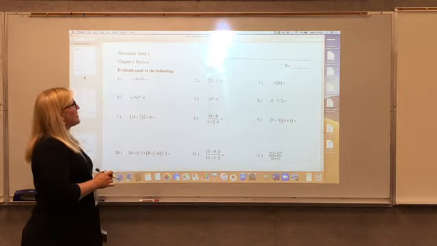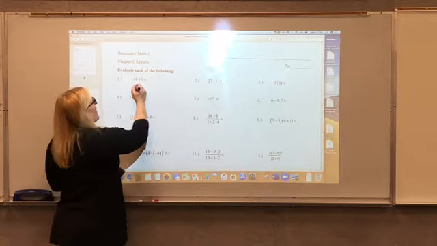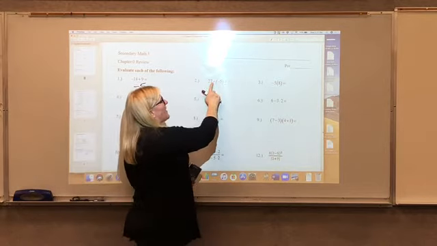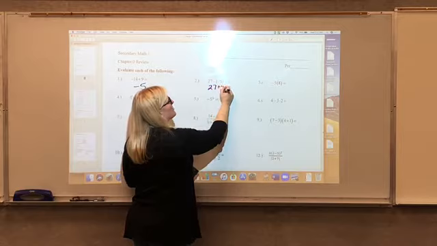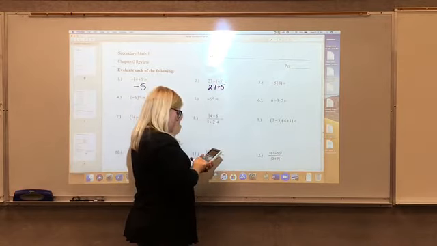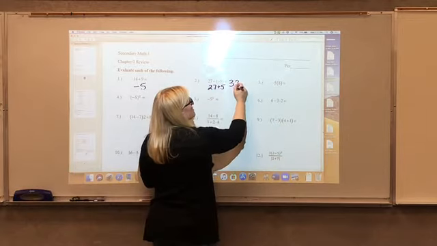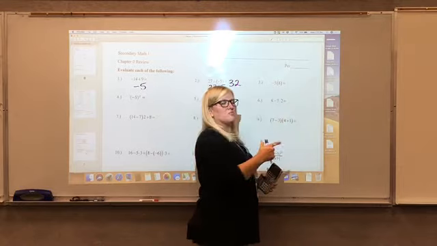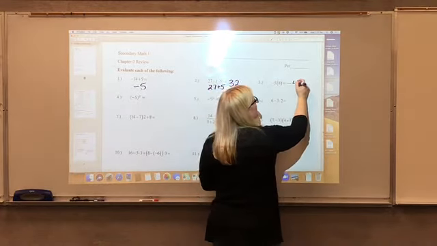So, first one, negative 14 plus 9. I put that in my calculator. I really don't need to, but it's negative 5. Number 2, 27 minus a negative 5 is the same thing as 27 plus 5. And 27 plus 5 is 32. Okay, negative 5 times 8, if we multiply anything by a negative, it becomes negative. This is negative 40.